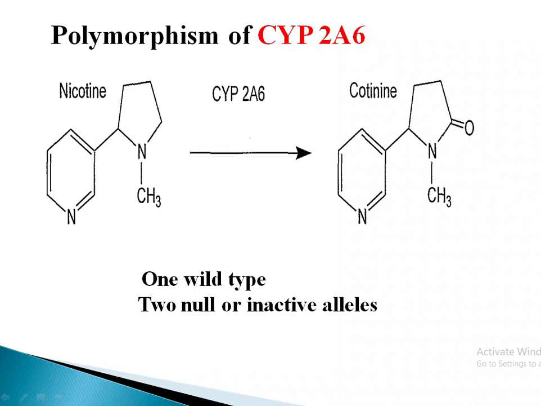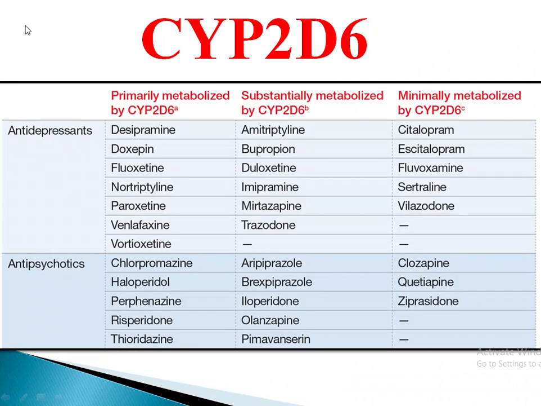So individuals with null alleles will have impaired metabolism of nicotine and are apparently protected from becoming tobacco dependent smokers. These individuals who have the null or inactive allele will smoke less because their blood and brain concentration of nicotine will remain elevated longer than those with the wild type allele. Cytochrome P450 2D6 is primarily involved in the metabolism of drugs we consume.